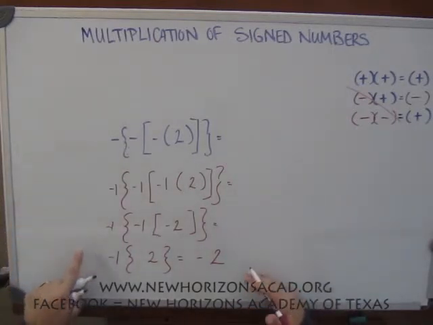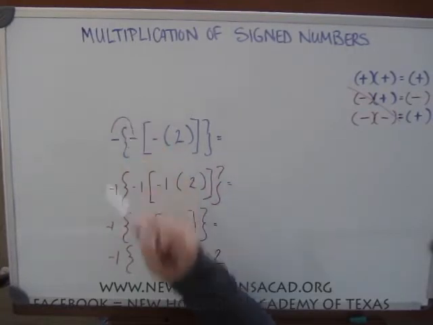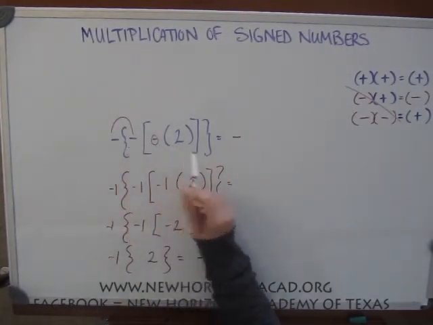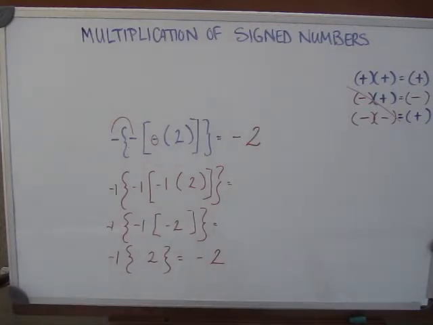That's laying it all out and doing all the steps, but you can also just say, that's going to be a positive, I'm going to be left with a negative, and 1 times 1 times 1 times 2 is 2. I hope that helps.